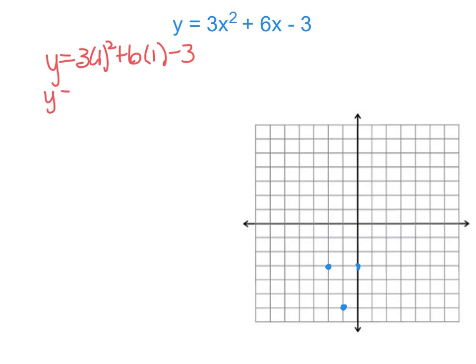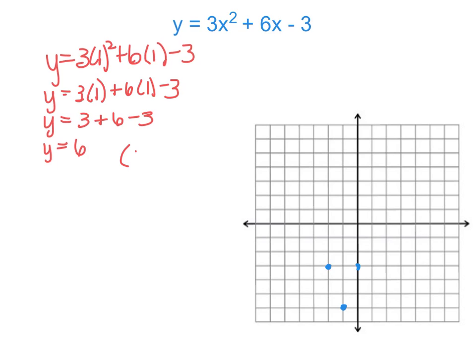Okay, remember to do exponents first. So 1 squared is 1. And then multiply. 3 times 1 is 3. 6 times 1 is positive 6. 3 plus 6 is 9, minus 3 is a positive 6. So this ordered pair would be 1, since that's what we plugged in for x, comma 6, because that's what we got for y, and then graph. Go way up here.